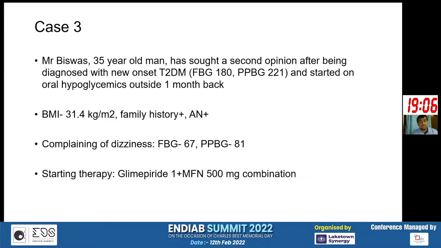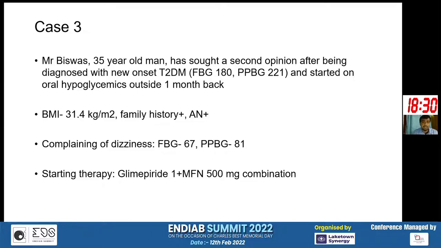Now coming to case three. Case three is Mr. Bishas, a 35-year-old man who has sought a second opinion after being diagnosed with new onset type 2 diabetes. At that time, his fasting was 180, postprandial was 221, but he was started on oral hypoglycemics like glimepiride 1 milligram and metformin 500 milligram combination. And now he is complaining of dizziness, fasting blood sugar 67, postprandial 81.